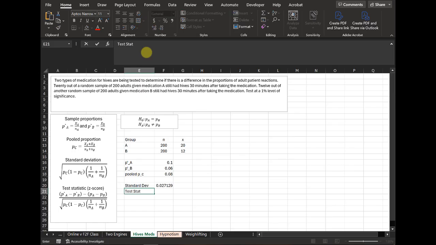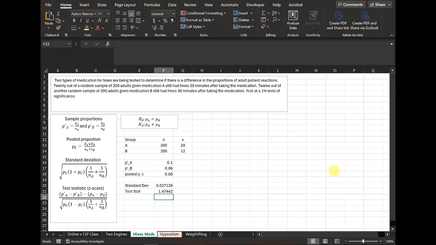And then I can compute my test statistic. When I compute my test statistic, I'm going to take my P prime from the first group minus the P prime from the second group. And then when you're subtracting off this P sub A minus P sub B, this is a hypothesized difference. So generally this is 0 unless you're told otherwise. Once again, make sure that you have parentheses around the entire numerator of this, and then you can just divide all of that by the standard deviation. So here's my test statistic.